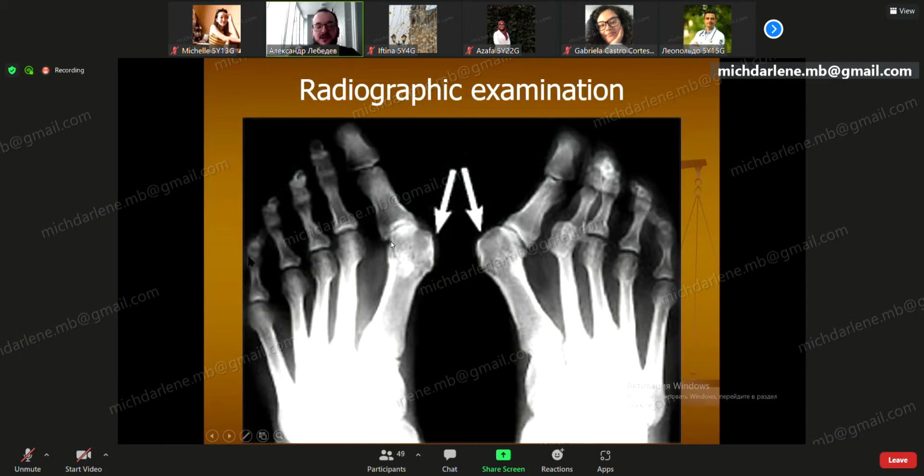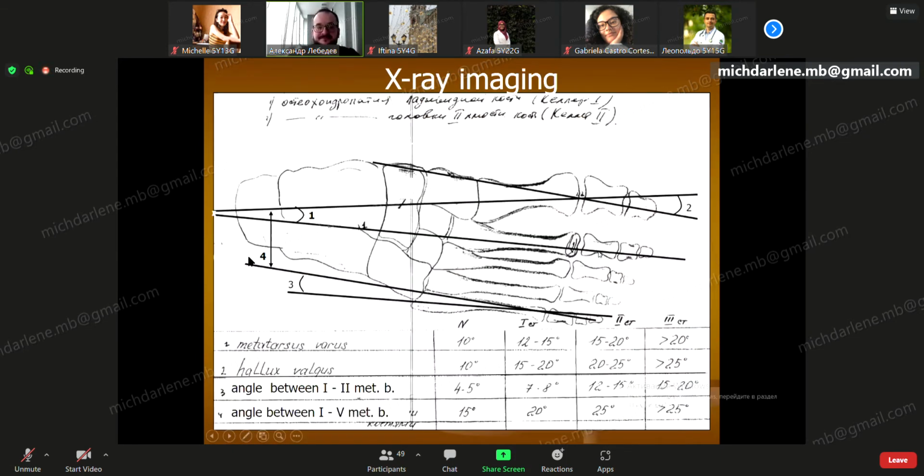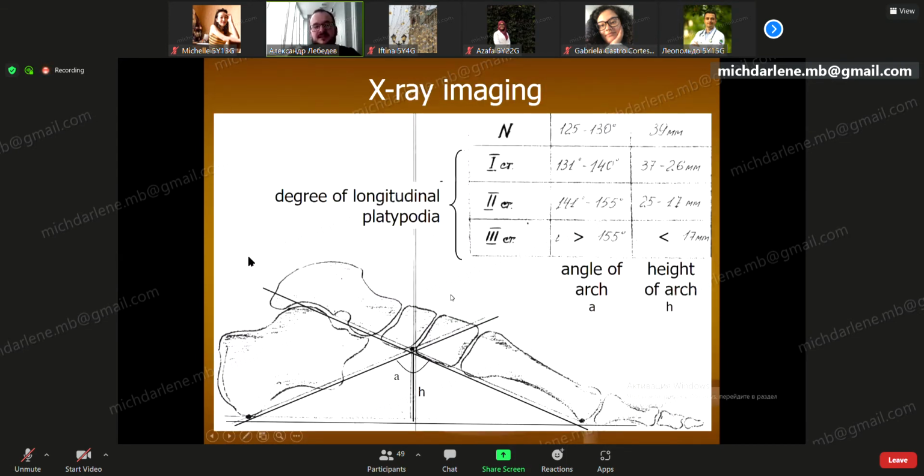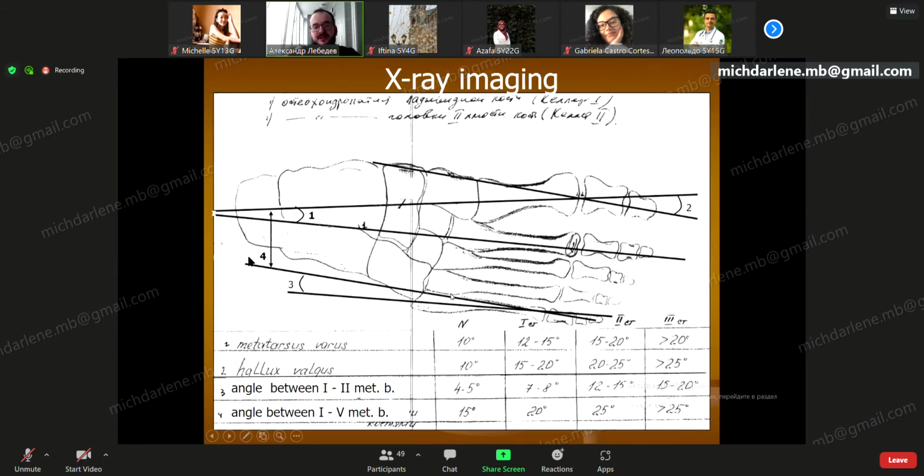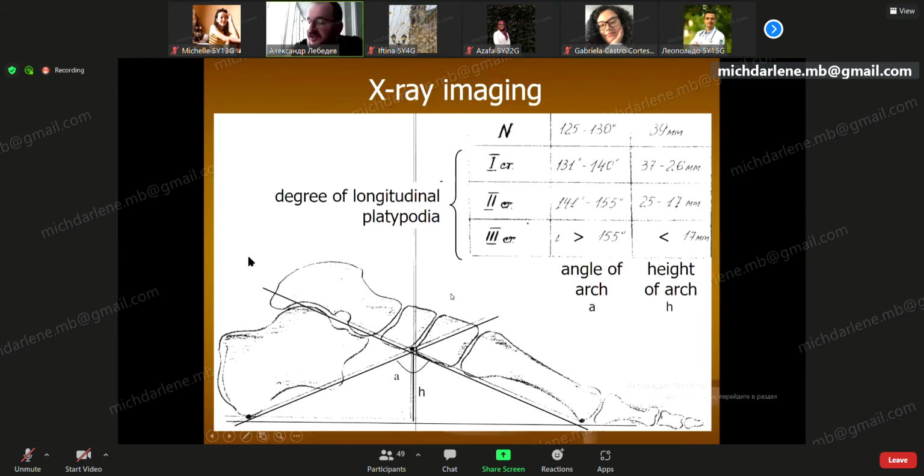I think you agree with me that I told you about this a few weeks ago when we described the osteoarthritis topic. That's why osteoarthritis happens here too. These two pictures, this and this, in Russia, X-ray doctors describe the lateral and frontal projections of the foot.